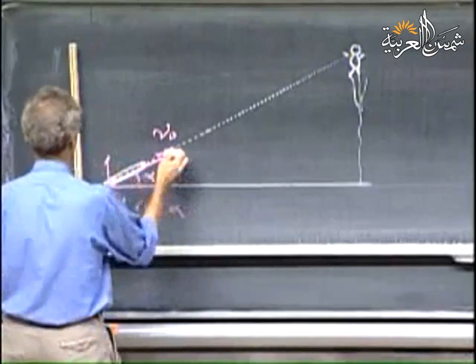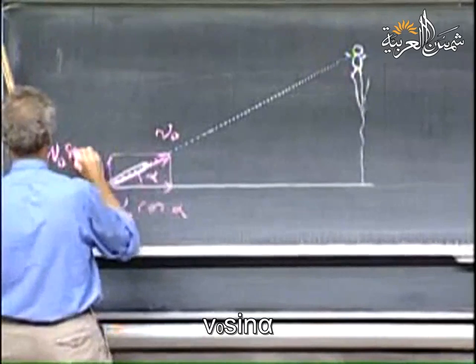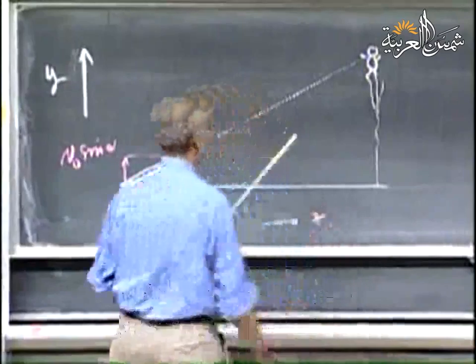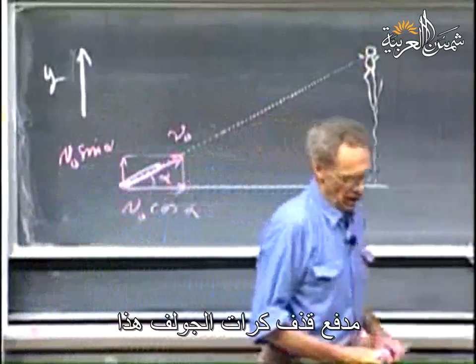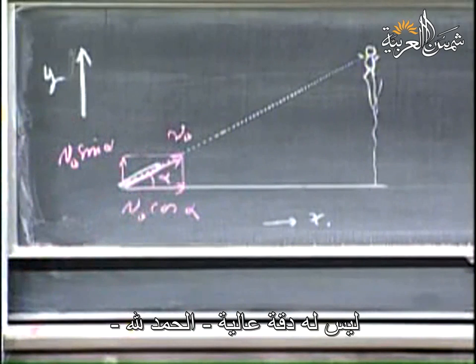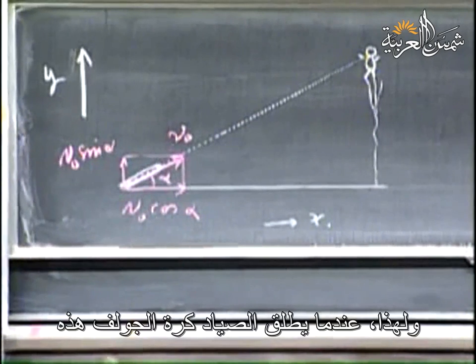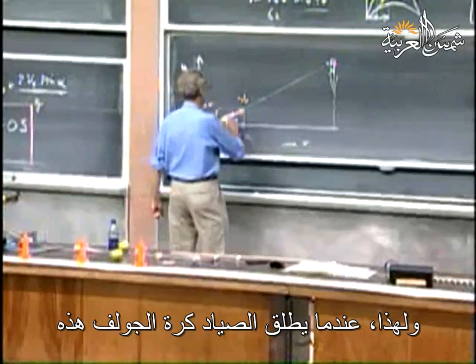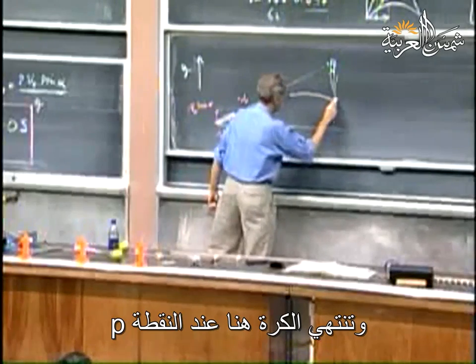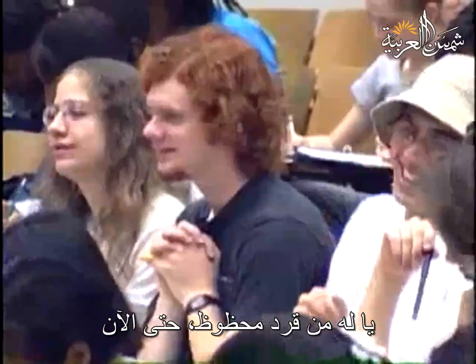component equals V0 sine alpha. Let this be my increasing value of y, and this be my increasing value of x. This golf ball, this golf gun, is really not first class, thank goodness. And so, when the hunter shoots this golf ball, this happens. And it ends up here at point P. Lucky monkey, so far.